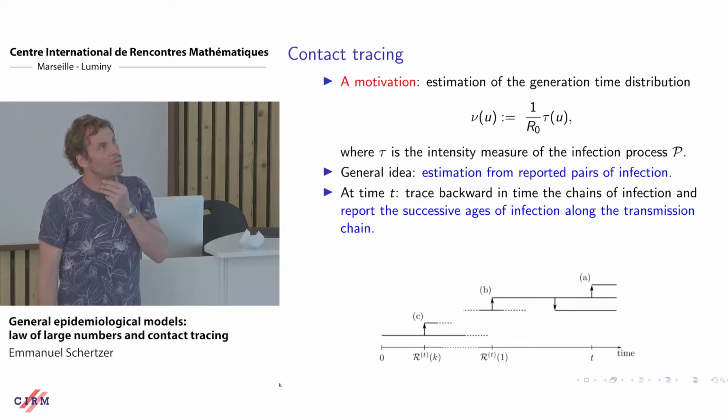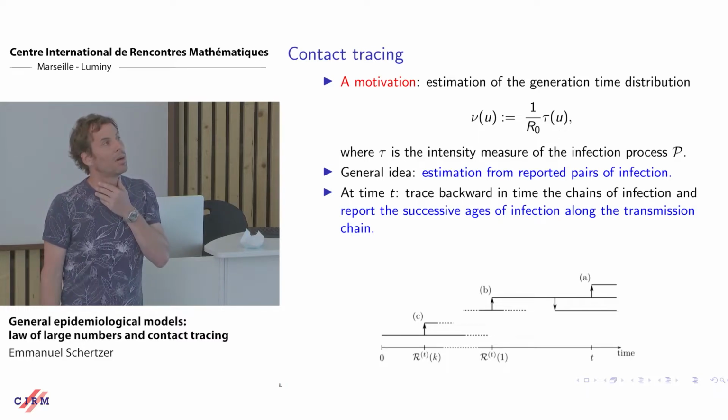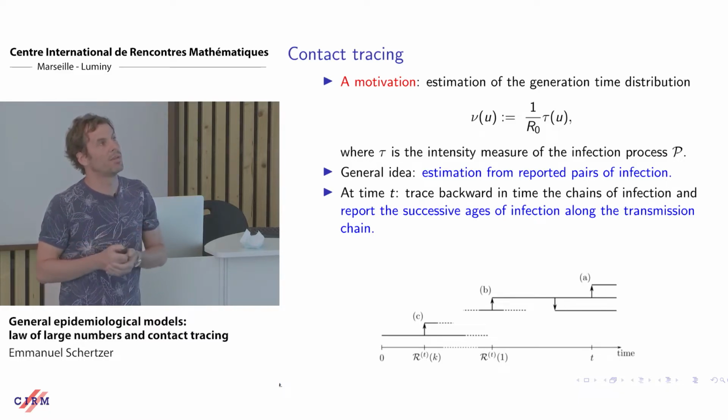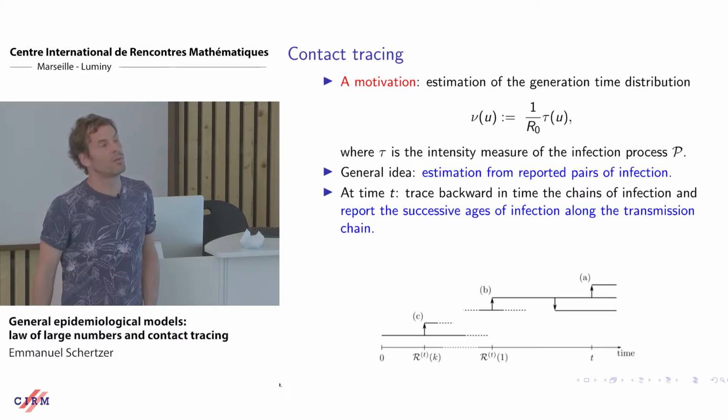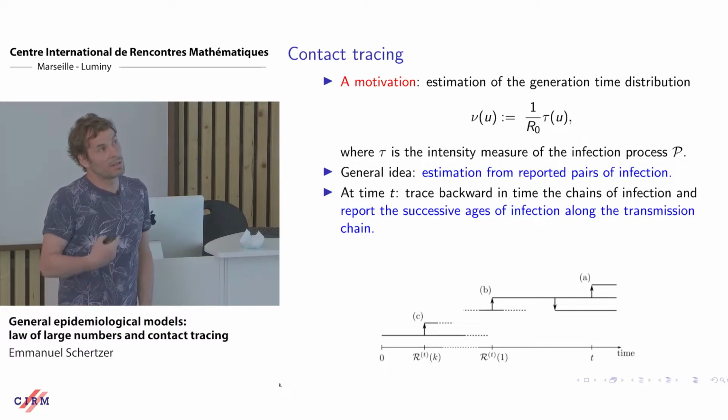So one motivation that we have for doing contact tracing is the estimation of what's called the generation time distribution. So tau, again, is the intensity measure of your infection measure. So this is the average number of individuals that you contact in a small time window at time u. So if you divide it by R naught, the basic reproduction number, this defines a probability density, okay? And so this is a very standard quantity in epidemiology.